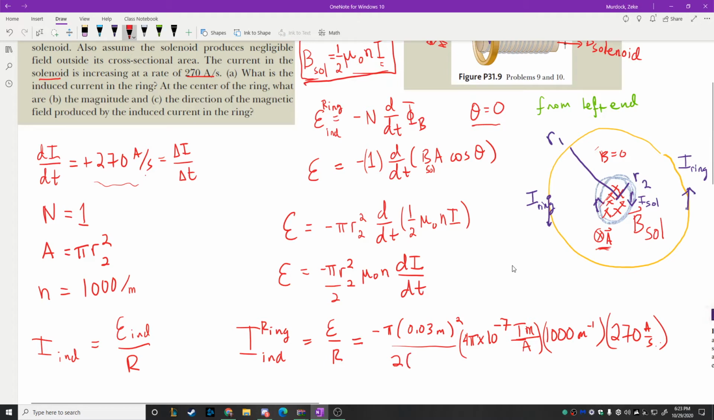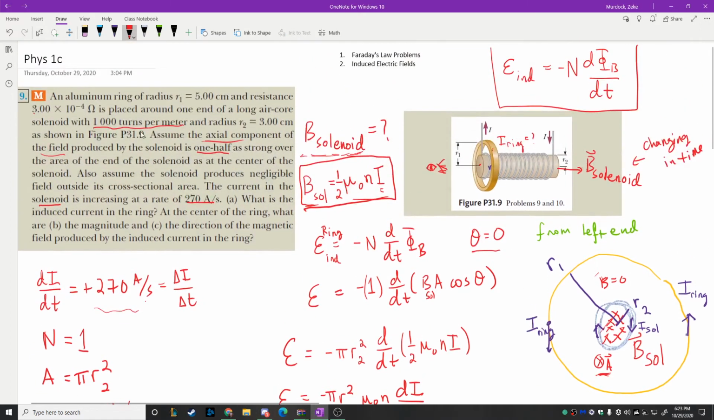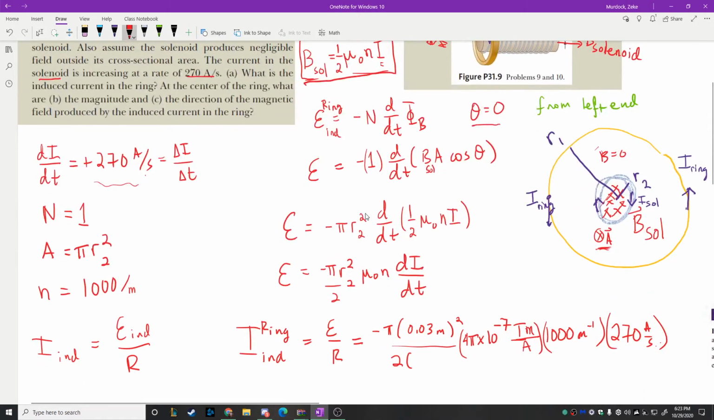This is divided by the resistance, which I forgot what it was. I think it was 3e minus 4. Yeah, so 3 times 10 to the minus 4 ohms. That 3 looks weird. Those 4s always look weird. Okay, that whole long equation there should give us the current that's induced in the ring.